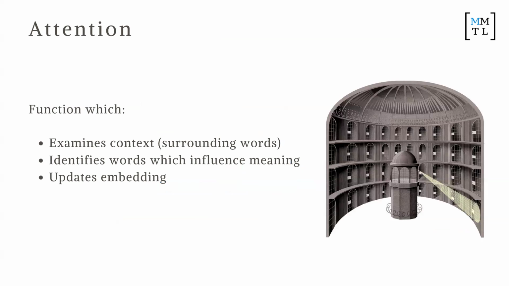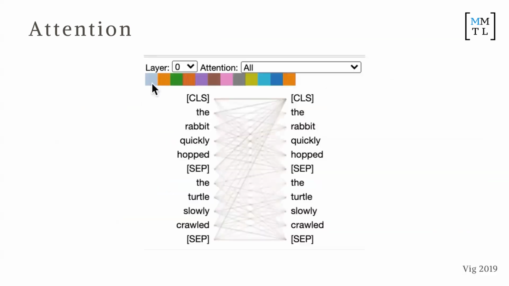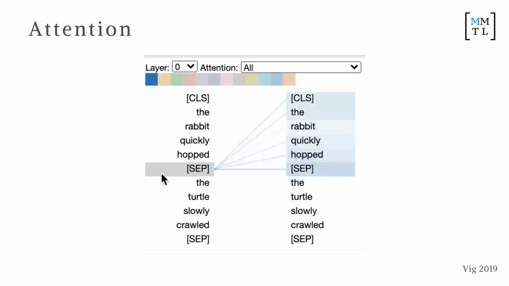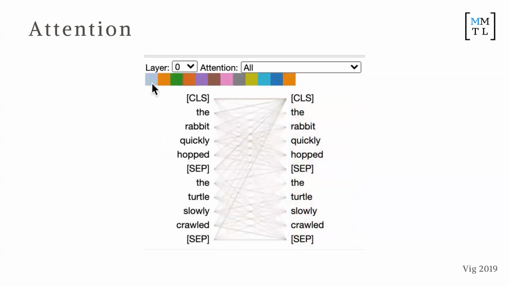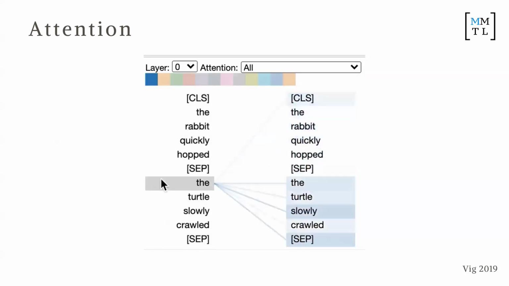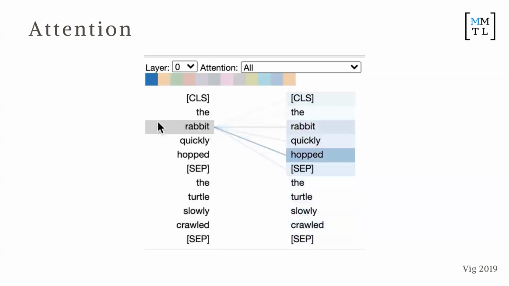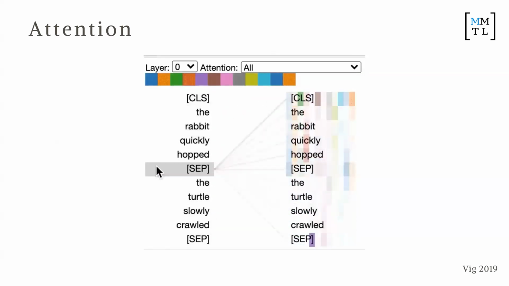Now, what is attention? Let's define it a little more strictly. It is a function which examines the context of the surrounding words, identifies words which influence the meaning, and then updates our word embedding. So it just has three functions. This is actually what it looks like, and we'll pause on one of these frames just to give you an idea. You basically look at the surrounding sentence, and then you go, okay, is there any other word around me that influences what I mean?